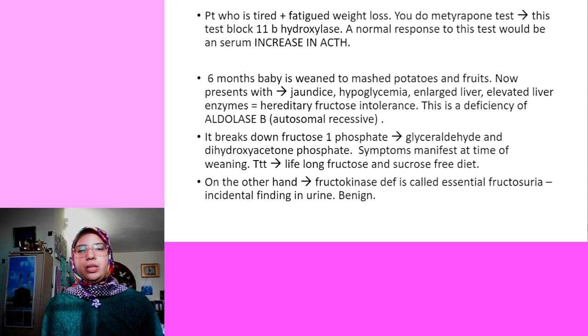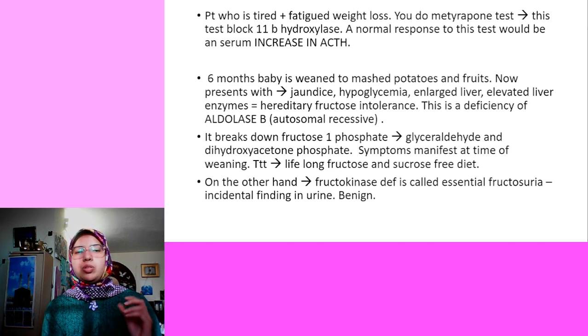A 6-month-old baby is weaned from mashed potatoes to fruits. Now the patient presents with jaundice and hypoglycemia and enlarged liver and elevated liver enzymes. So what happened here? You have a baby, you stopped giving them milk, you started to introduce fruit into their diet, and now they're responding very poorly. This is a case of hereditary fructose intolerance. This is a deficiency of aldolase B, and this is autosomal recessive. You must avoid fructose all of your life for this.